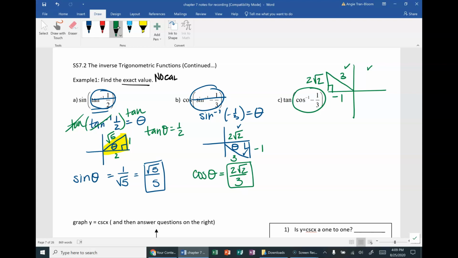Well, tangent of some unknown angle, whatever this unknown angle is, right? Tangent of that unknown angle is going to be opposite over adjacent. Opposite is 2 rad 2 over adjacent is -1. So our final answer for this question is really -2 rad 2.